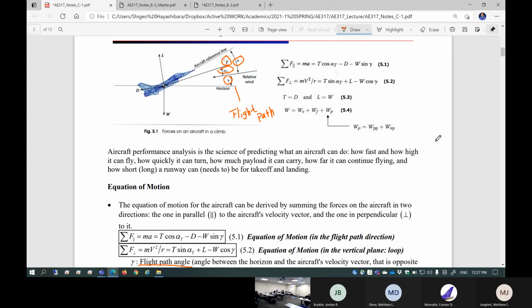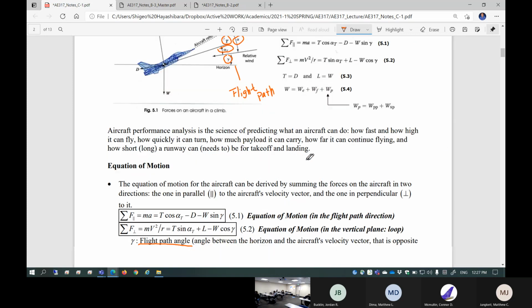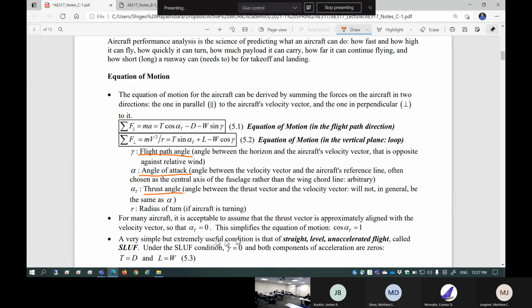All right, now typically the direction of the velocity is usually lined up completely against relative wind. So there would be a typical situation where alpha t becomes 0. That's okay, oftentimes alpha t is very small and could be 0. Okay, so for many airplanes, it is acceptable to assume that the thrust vector is approximately aligned with the velocity vector. If you put alpha t equal to 0, you can simplify this equation a little bit. In other words, cosine 0 is 1.